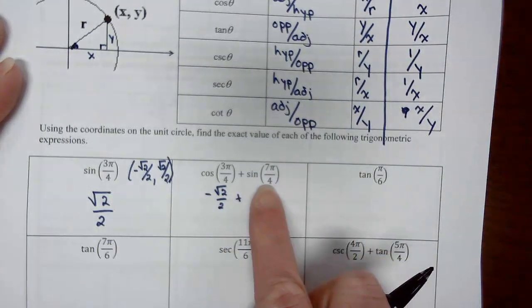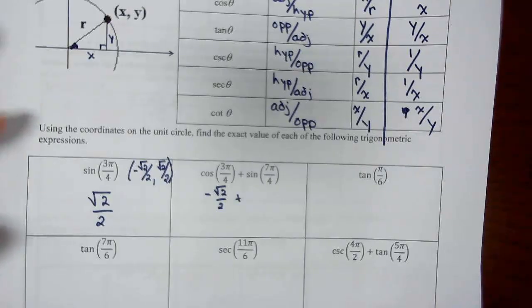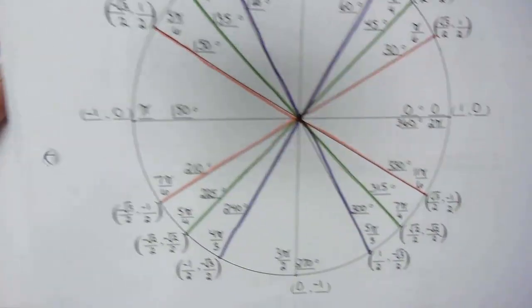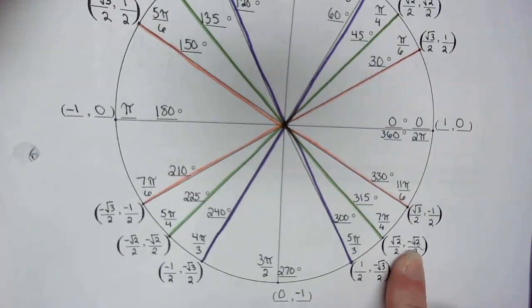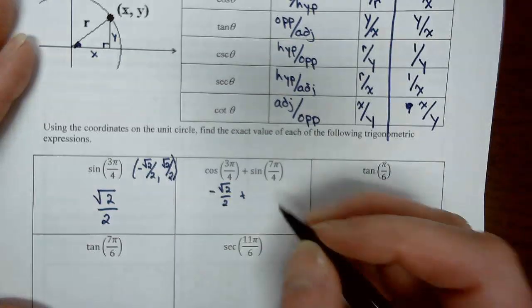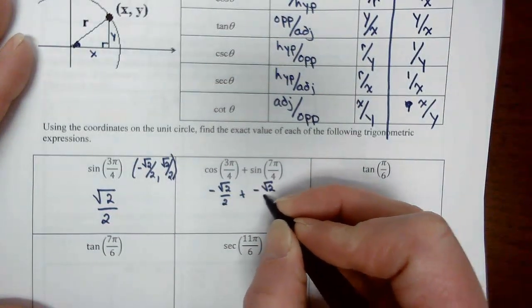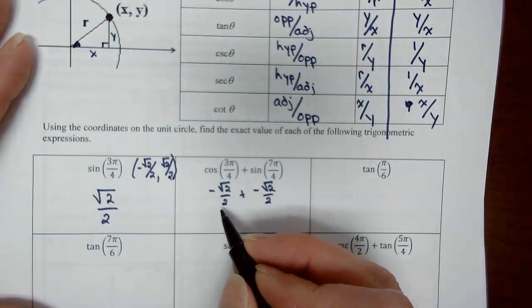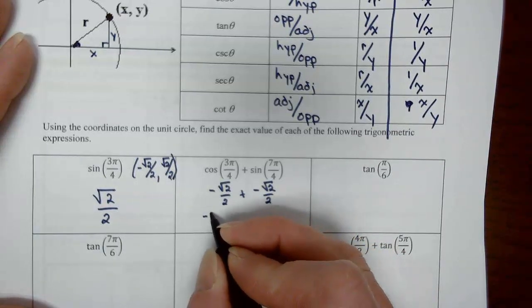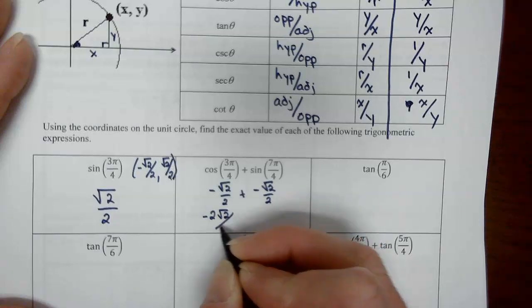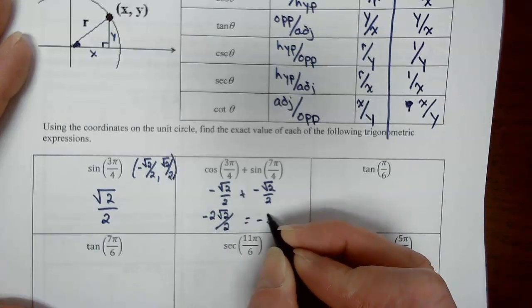Ooh, and then it's got plus the sine of 7 pi over 4. So I'm going to find 7 pi over 4 on my unit circle. Sine is the y value. And if I add those together, I've got negative one of these minus another one of these. So I'd have negative 2 square root of 2 over 2. Or just negative square root of 2.